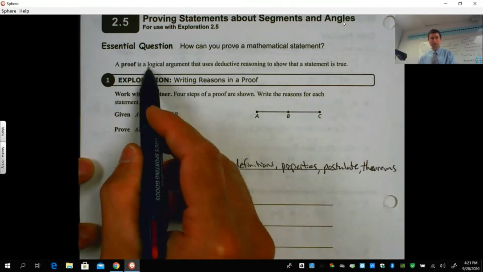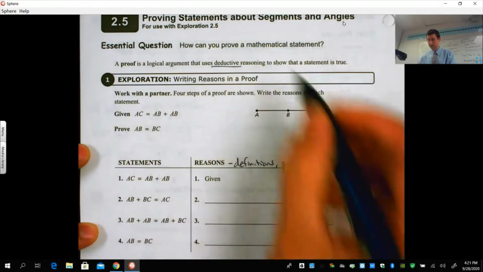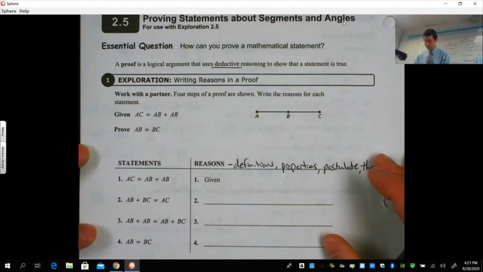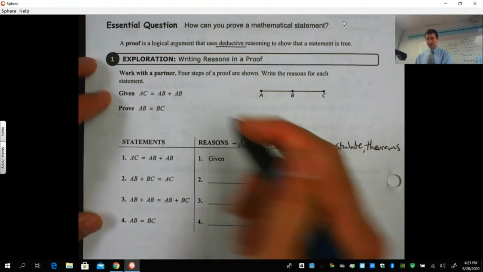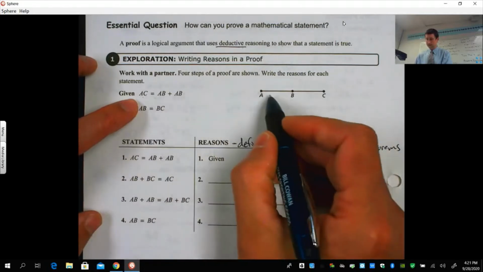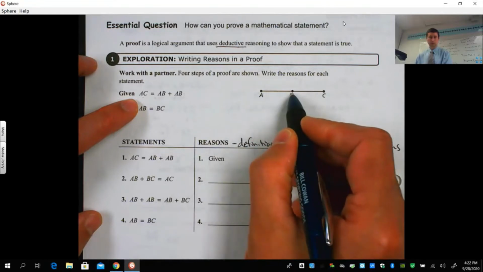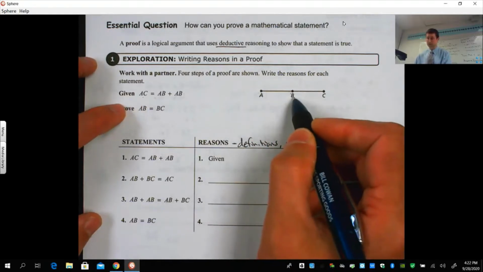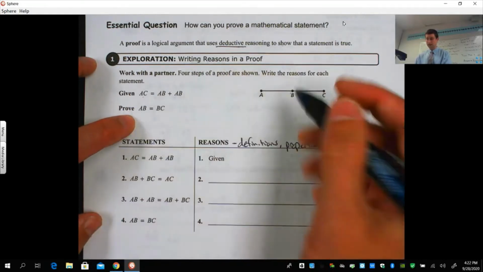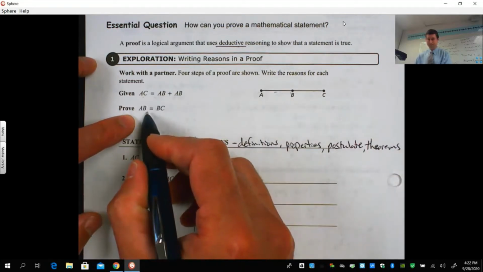So a proof is a logical argument that uses deductive reasoning. Remember, deductive reasoning uses the definitions, properties, and postulates to show that a statement is true. So there'll always be some sort of given. Our given here is that AC, the distance from A to C, is the same as AB plus AB. So it's 2 times this. We kind of know that B must be a midpoint because BC has to equal AB. But that's what we want to prove. We can think about that and know these two must be the same, but we want to prove it.